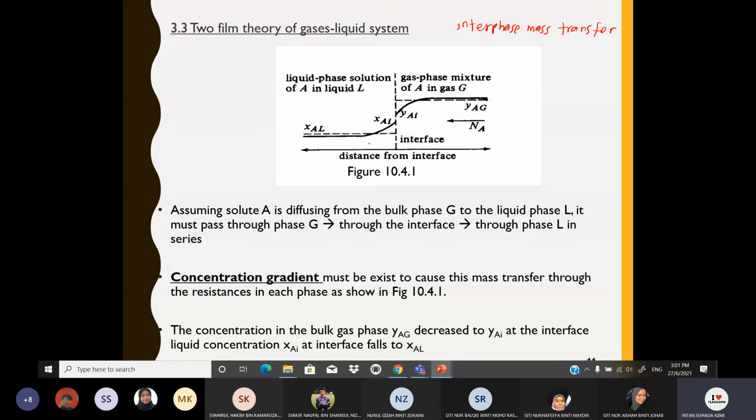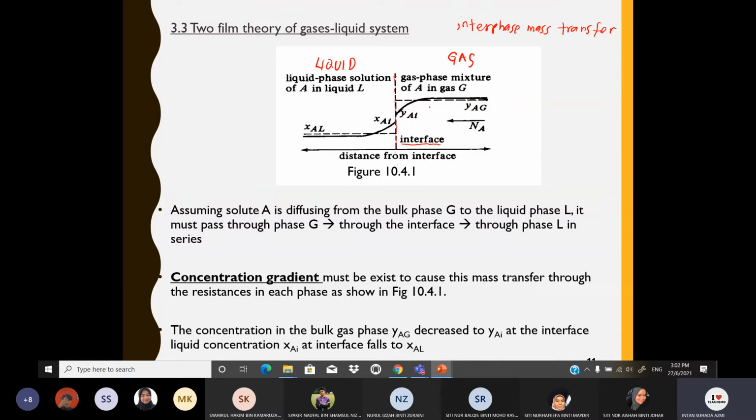To ease your understanding, I labeled here: this one is gas, and this one is the interface, and at this left side is your liquid phase.